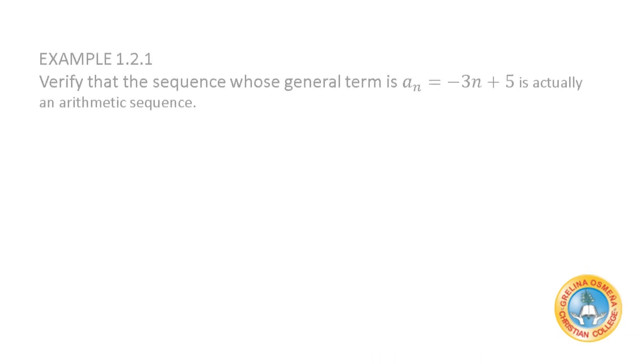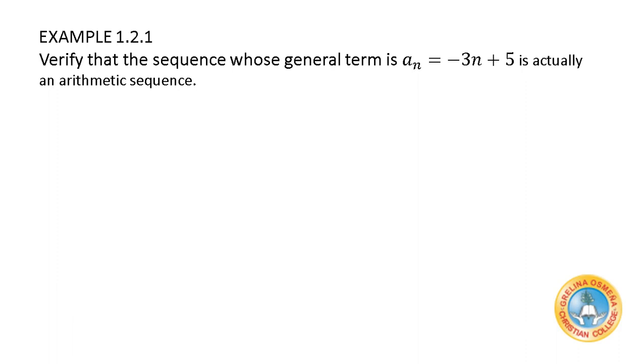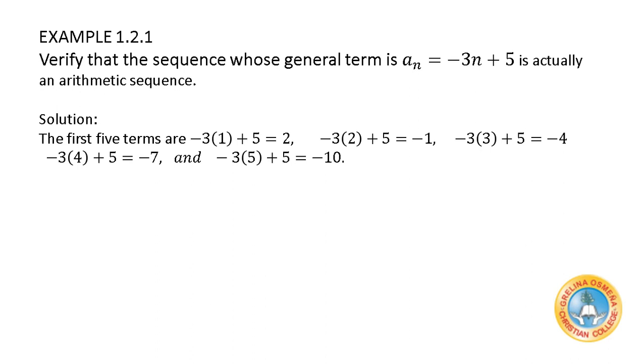Okay, let's have this example. Verify the sequence whose general term is a sub n equals negative 3n plus 5 is actually an arithmetic sequence. So we have this solution, the first five terms of this general term, okay? So we have negative 3, substitute n there for the numbers of first term.